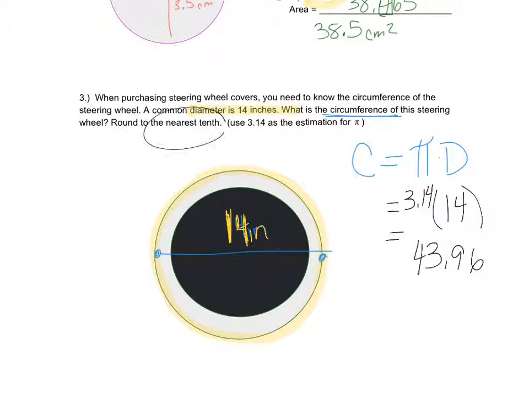43.96. They want to round to the nearest tenth. Here's my tenths place. 6 is bigger than 5. It tells my 9 to go up to 10, which means the 43 actually becomes 44. So this is 44, and what kind of units is it? Inches. So basically what this is saying is that if you wanted to make your own steering wheel cover and you knew there was some really cool fabric that you wanted to wrap around, you would need 44 inches long of fabric to be able to wrap around the whole thing.